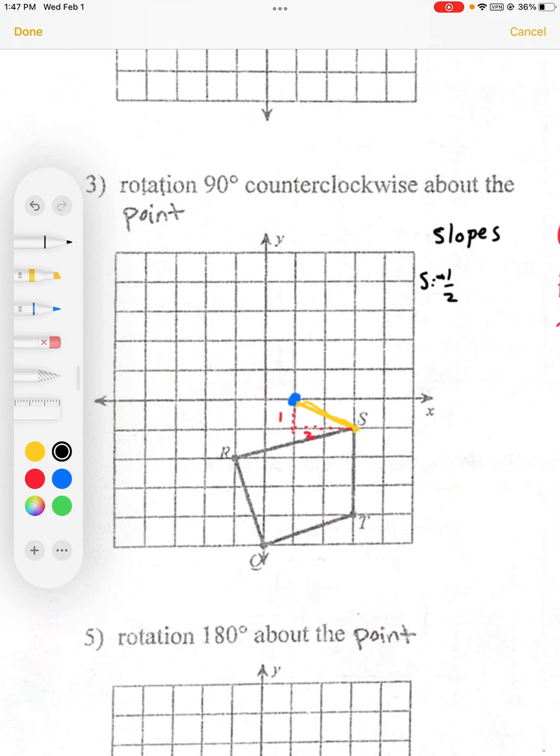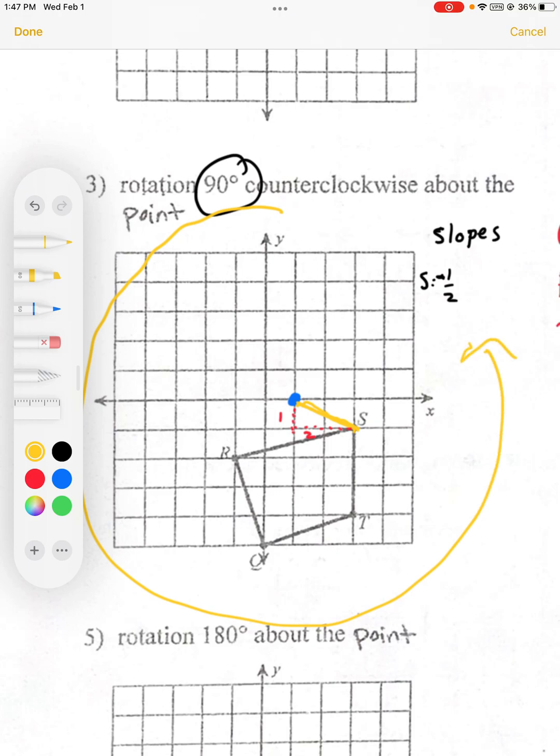Okay? We want to rotate 90 degrees counterclockwise. Now, keeping in mind, counterclockwise, we're going to be going this way. So I'm expecting our shape to be kind of somewhere over here because we're spinning our entire shape that way.